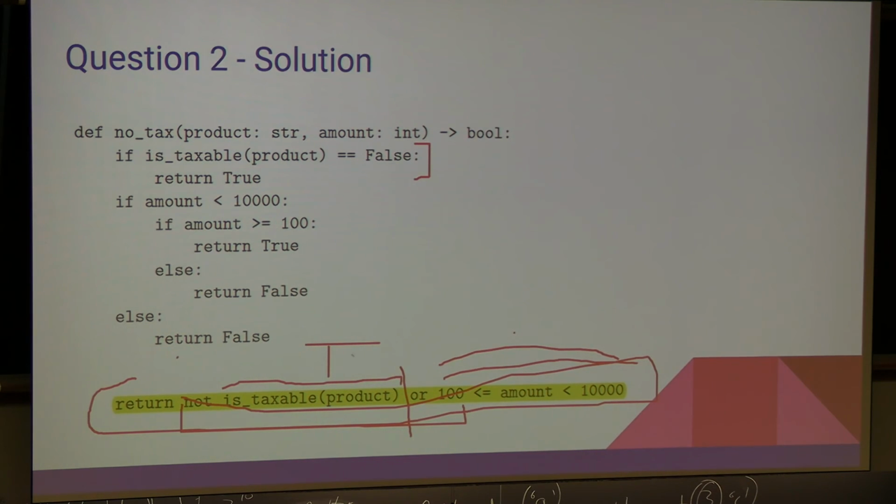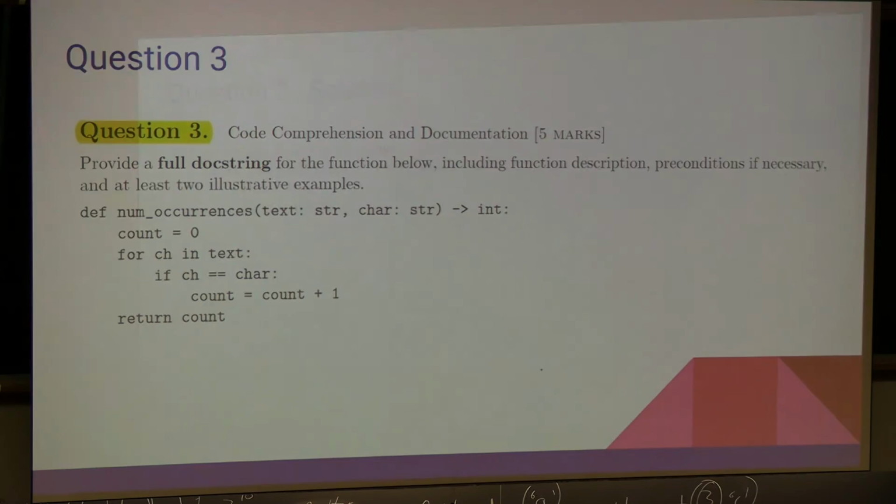What happens here? If is taxable is false, then the not is true, so I need to return true. Exactly like this. And if it's not true, then you go and do this. I have a habit of drawing lines over lines. Did everybody get that? Hopefully. Move on to question 3.